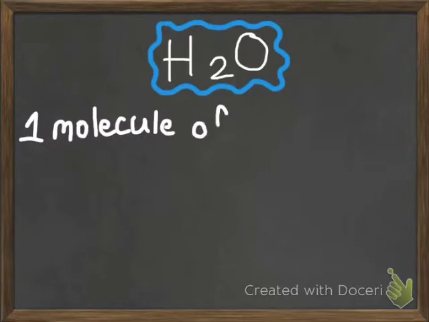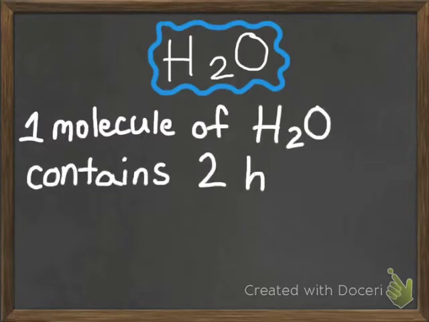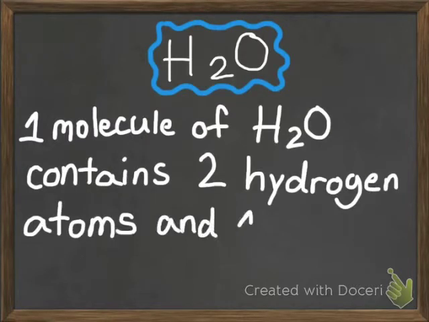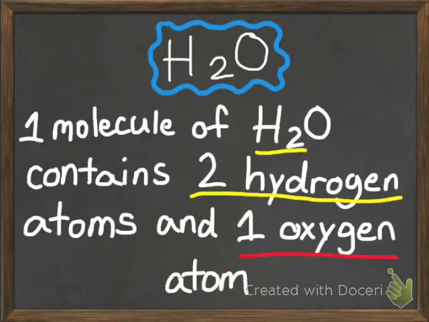Here is H2O, also known as water. And now in one molecule of H2O, we have 2 hydrogen atoms and 1 oxygen atom. So molecular formulas are nice because they're easy to write and they tell us a little bit about that compound. They tell us what is in it. But there are also a few drawbacks to molecular formulas.